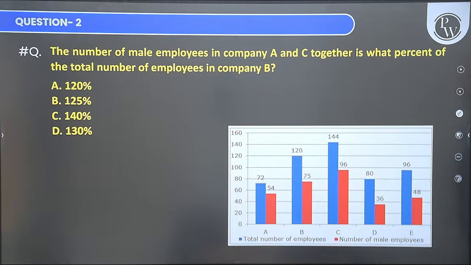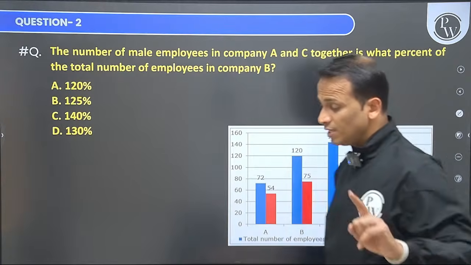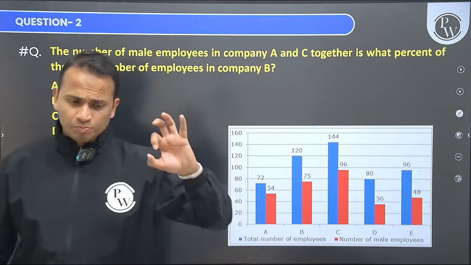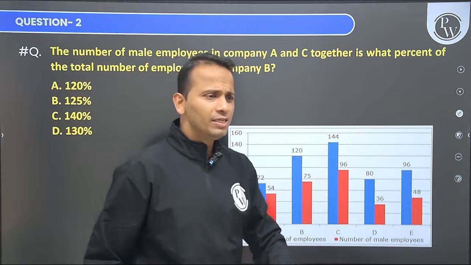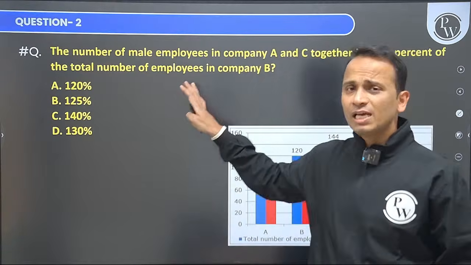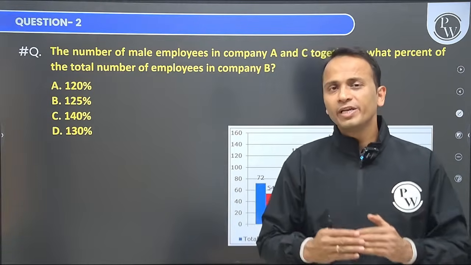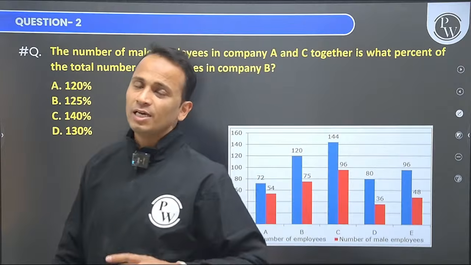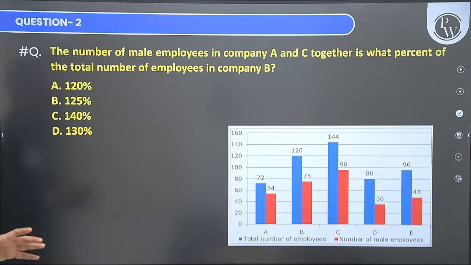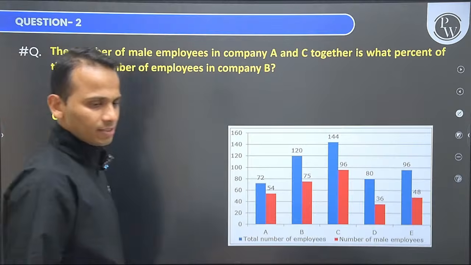The number of male employees in company A and C together is what percentage of the total number of employees in company B? Percentage. Now, I have taught you explicitly, properly, whenever you have these types of questions, what should be the numerator, what should be the denominator, how the things should be calculated. So go ahead and quickly give me a correct answer.